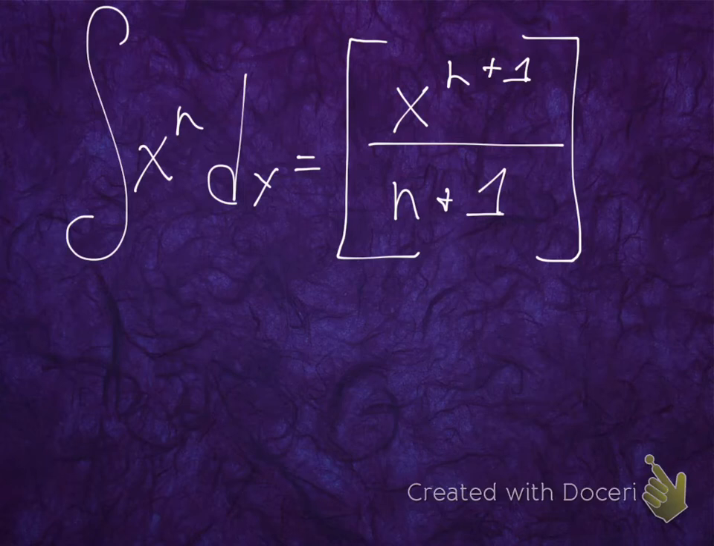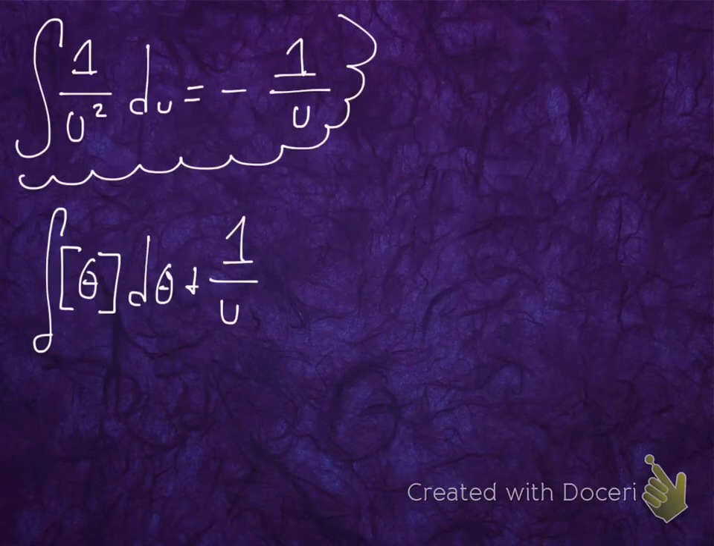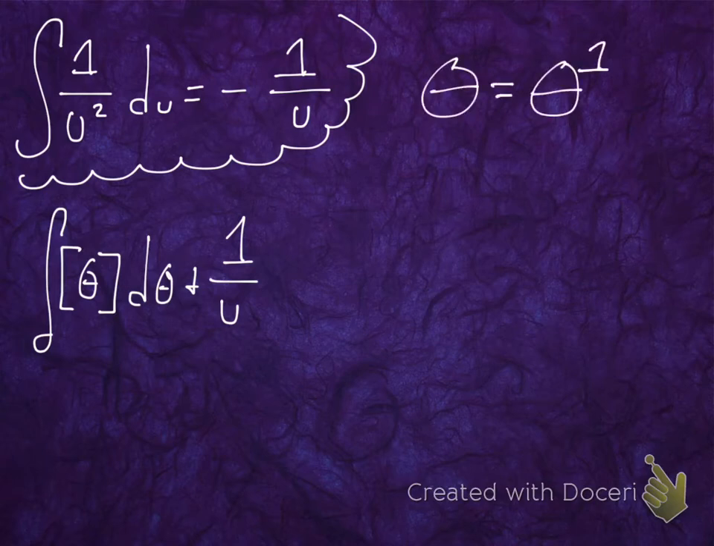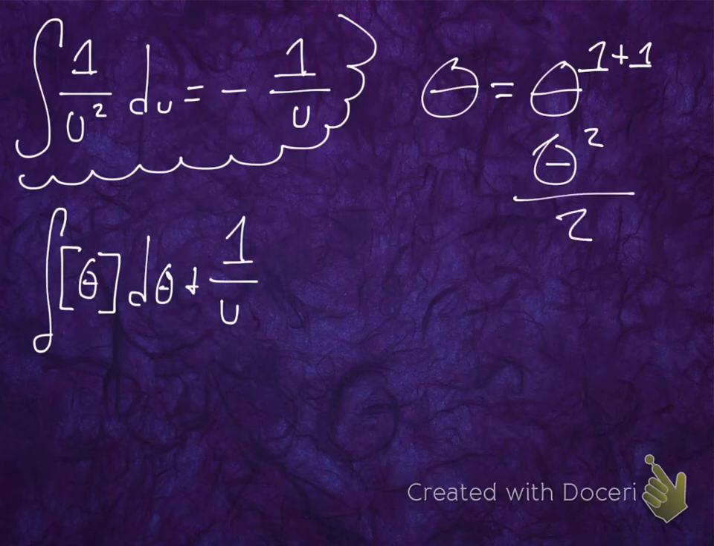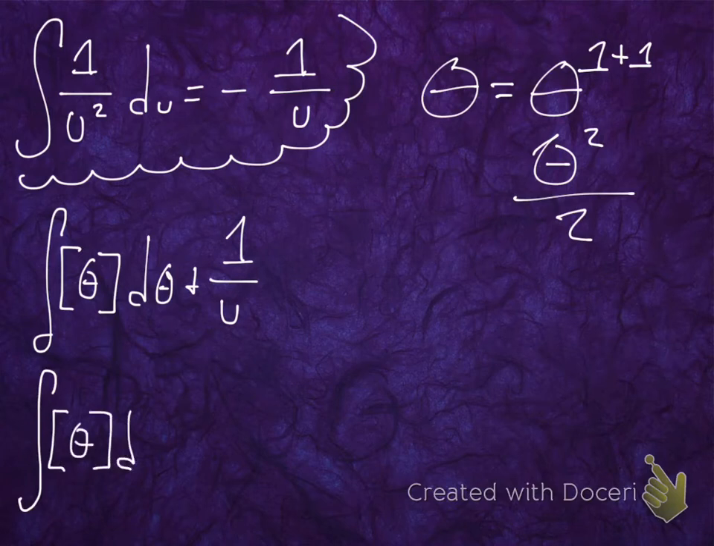You add 1 to that power, rewrite your variable, and you're good to go. So let's go ahead and use this neat little rule over here. And so what is theta? Well, theta is equal to theta to the first power, right? So theta to the first power, if we add 1 up here, we're just going to have theta squared over 2, right? So the integral of theta d theta is just theta squared over 2.